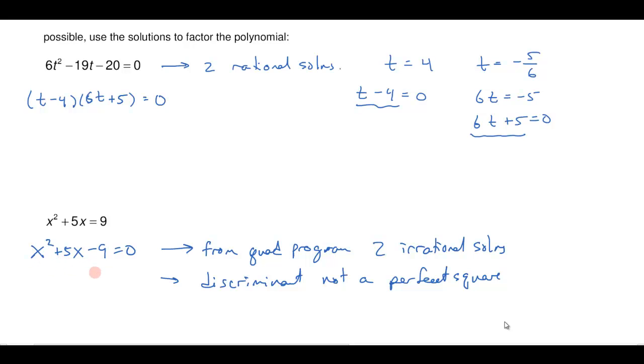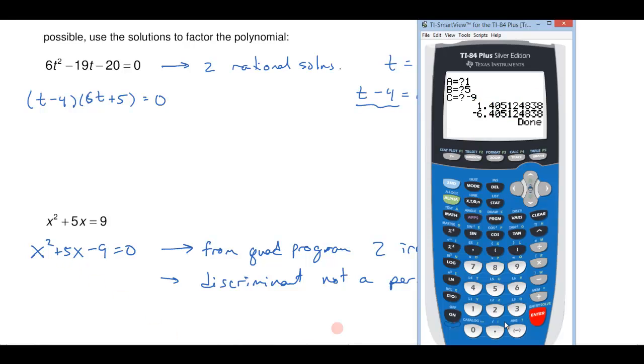Now this is a fairly easy one. You could probably recognize that right off the bat, but it does illustrate the principle that when you use the quadratic formula and you get solutions that aren't rational numbers, then you're not going to be able to factor that, at least not by the techniques of factoring that you learned in beginning algebra.